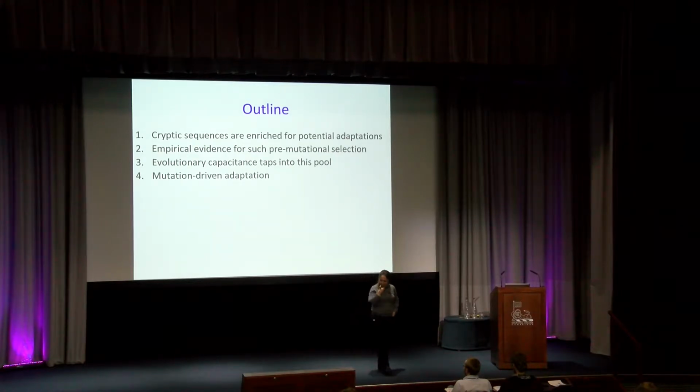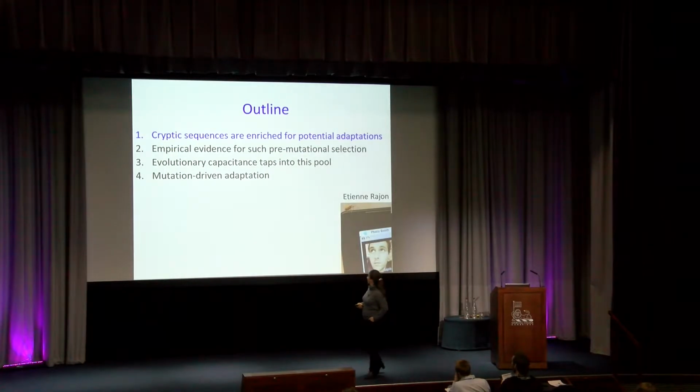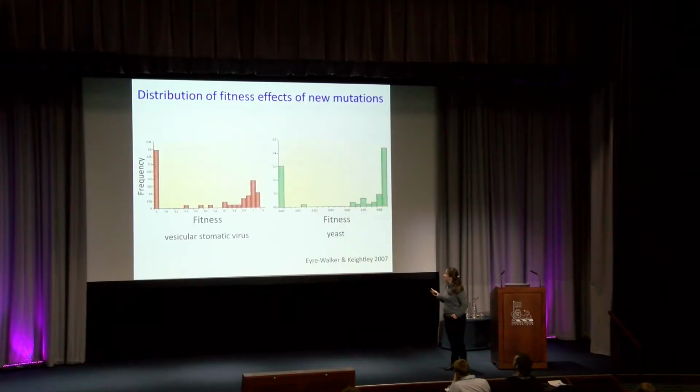And finally, some very new work on how mutational shaping of directional bias enters population genetic models and changes the outcome of adaptation. So I'll begin with this earlier work on the theory of cryptic sequences and evolvability.